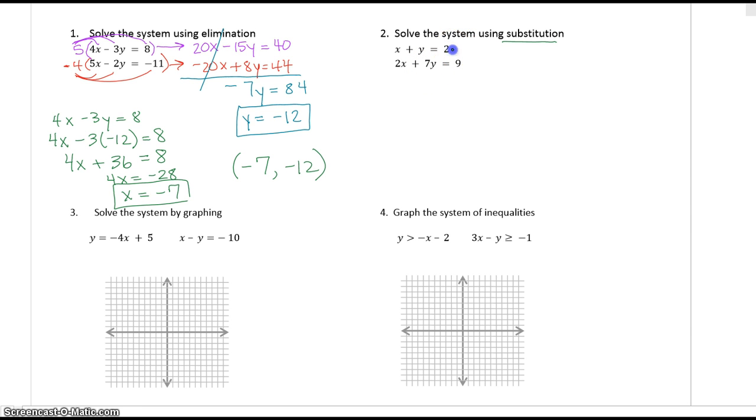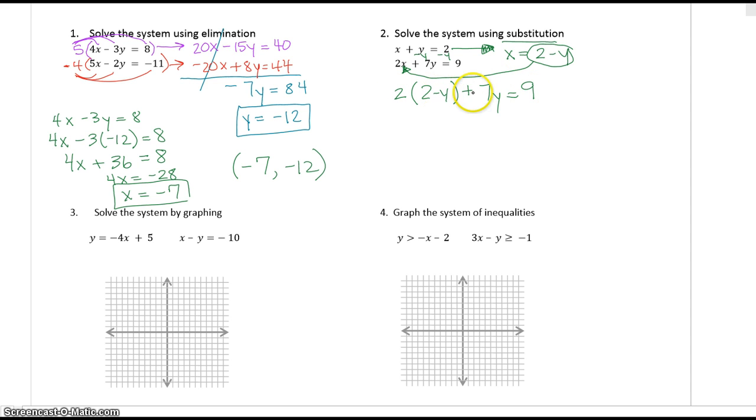So instead, I'm going to take this equation, and I'm going to solve it for either x or y, and it doesn't matter because they both have a coefficient of 1. So what I'm going to do is I'm going to solve for x. I'm going to subtract y from both sides, so I get x equals 2 minus y. I know that x is equal to 2 minus y, so I can substitute in 2 minus y into the other equation for x. They are the same thing. So when I do that, I take this x out and I substitute in the 2 minus y. So 2 times 2 minus y, and notice I put it in parentheses because there's more than one term there, and everything else stays the same, so plus 7y equals 9.